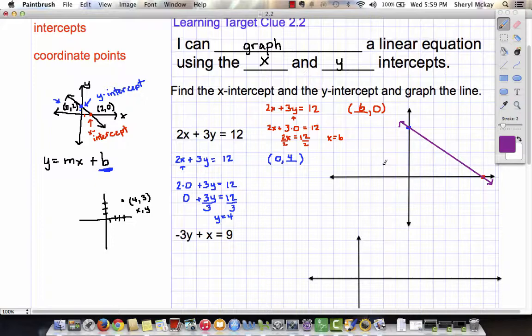I didn't have to use slope-intercept form. I didn't have to use slope. All I needed was an x-intercept and a y-intercept, and I was able to do that very easily by just plugging in 0 for x to get my y-intercept and 0 for y to get my x-intercept. Let's see if we can do a few more.